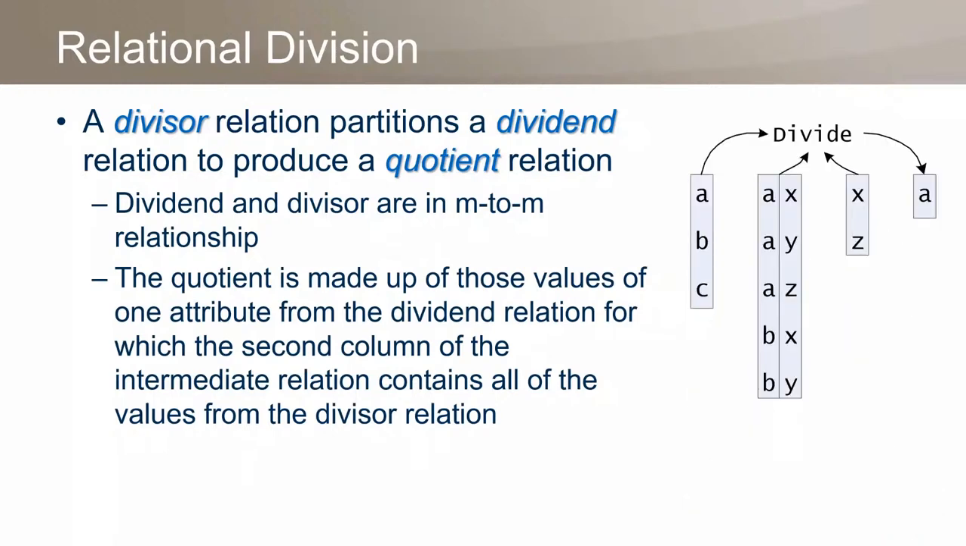On the right side of the slide, I have a dividend relation, which is A, B, C, and a divisor relation, which is X, Z. In the middle, they have a relation that is a resolution of the many-to-many relationship. You can see that element A from the dividend is connected to both elements from the divisor, X and Z. It is also connected to element Y, which is not in the divisor, so we don't care about this. Element C is not connected to anything from the divisor. Element B is connected only to X and not to Z. So the result, the quotient, is A. It means: give me elements from the dividend which are connected to every single element from the divisor.